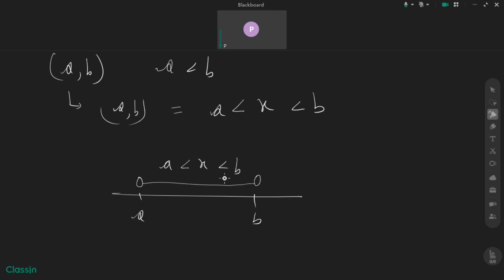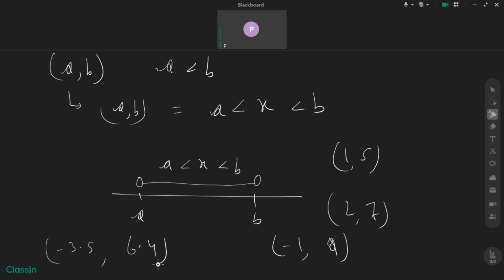Let us see some practical examples. Let us say I take the open intervals (1, 5), (2, 7), (-1, 9). Similarly, (-3.5, 6.4), and so on. So these are examples of open intervals.